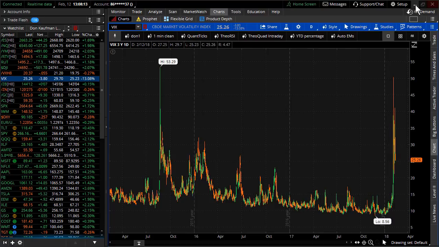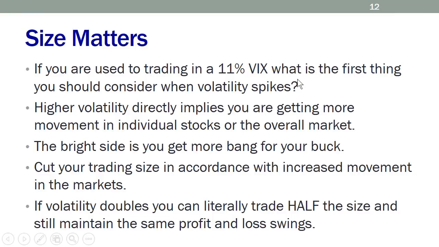Now, the reason I bring that up is that higher volatility directly implies you're getting more movement in individual stocks or your overall market. The bright side is this. You get a lot more bang for your buck. Cut your trading size in accordance with the increased movement in the markets. Think about it: if volatility doubles, you can literally halve your trading size and still maintain the same profit and loss swings. Right?